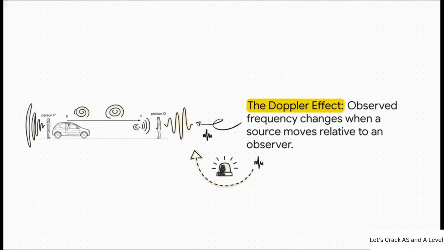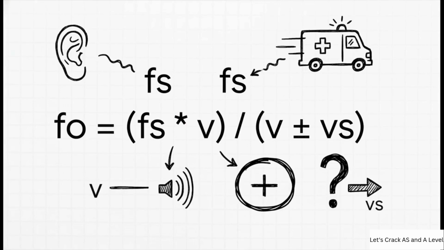This brings us to the Doppler effect. I mean, you've all heard it, right? That change in pitch of an ambulance siren as it screams past you. It's literally just the change in the frequency we observe because of the relative motion between the sound source and us. So this is the formula they give you.